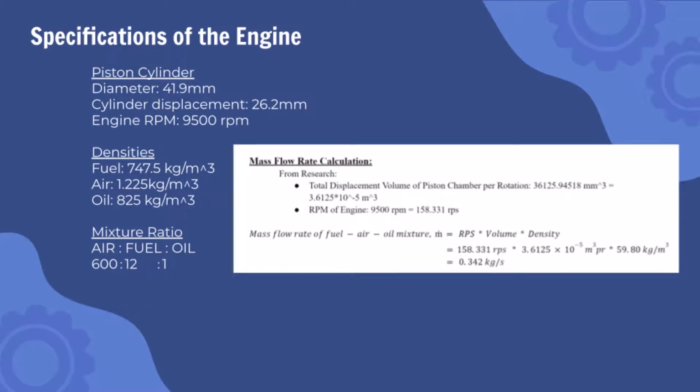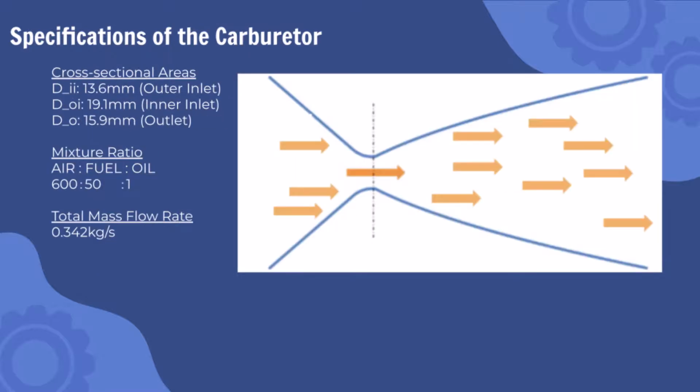We determined the average density of the fuel-air-oil mixture by researching the average ratio between the three fluids in a petrol engine and the average individual densities. Using the Stihl chainsaw manual, it was determined that the engine RPM is 9,500 RPM. Combining these three parameters, the mass flow rate of the fuel-air mixture through the system was determined to be about 0.342 kilograms per second.